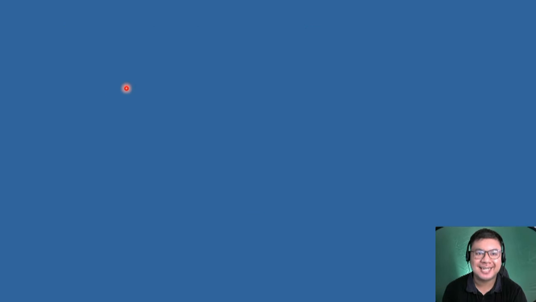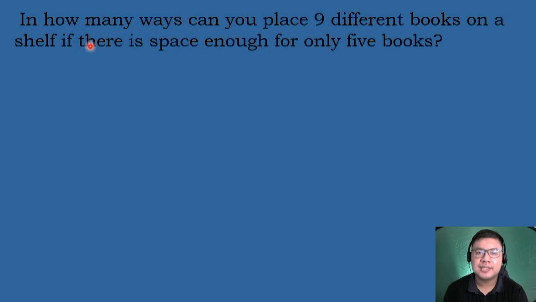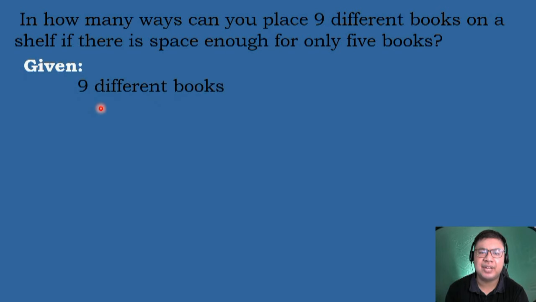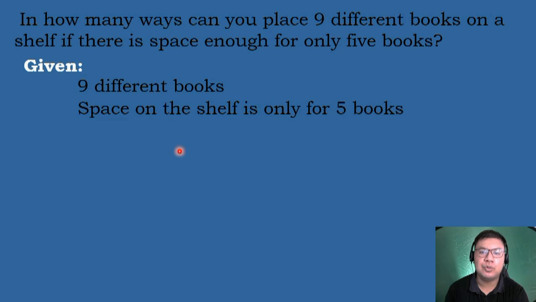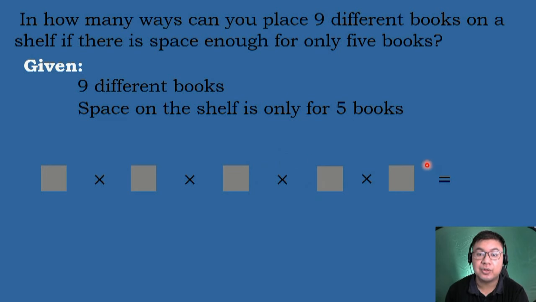Let's have our next example. In how many ways can you place 9 different books on a shelf if there is a space enough for only 5 books? So our given here is we have 9 different books, and we can only place 5 books on a shelf. We will construct 5 boxes here. So these 5 boxes indicate the 5 books that we will place on a shelf.